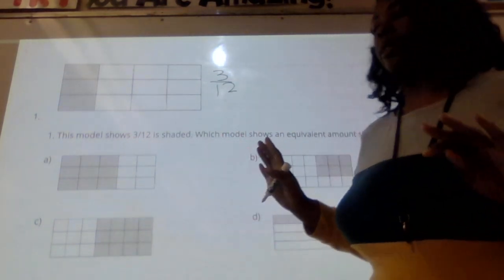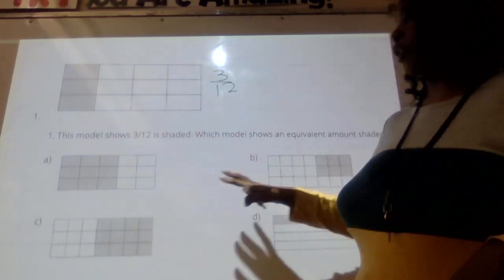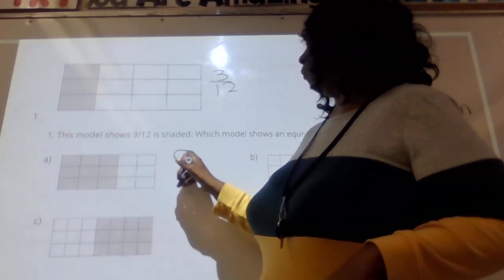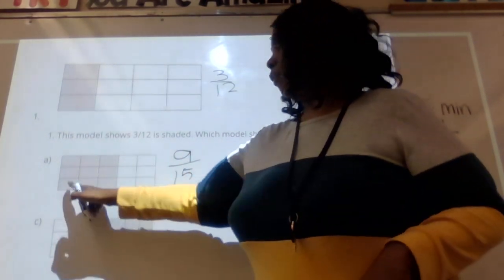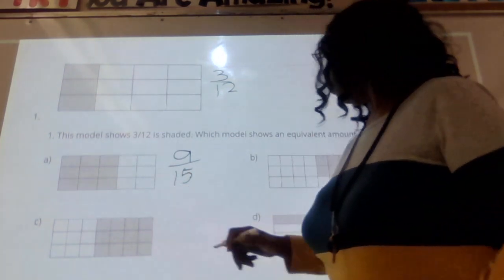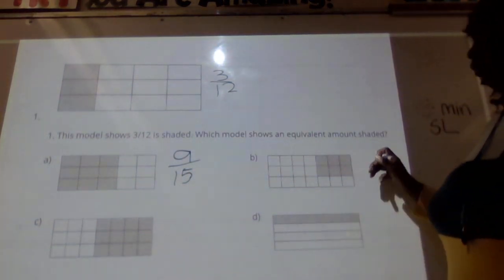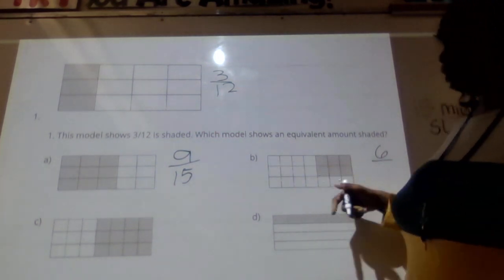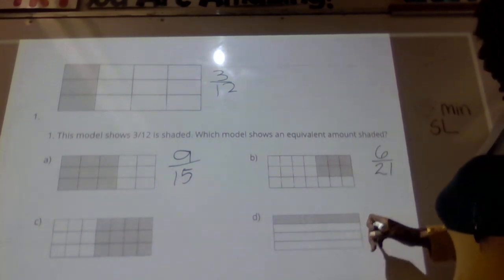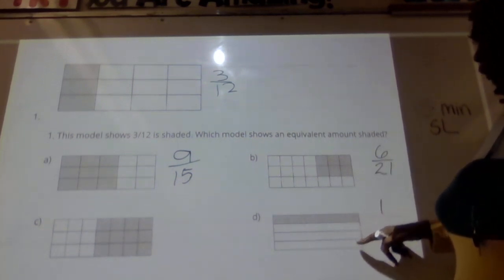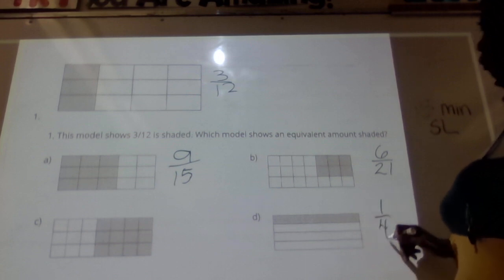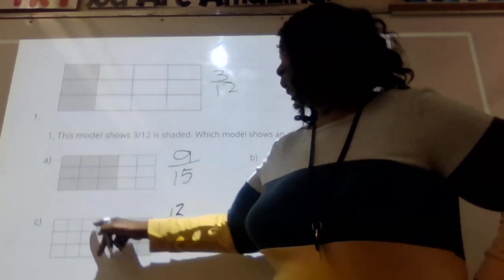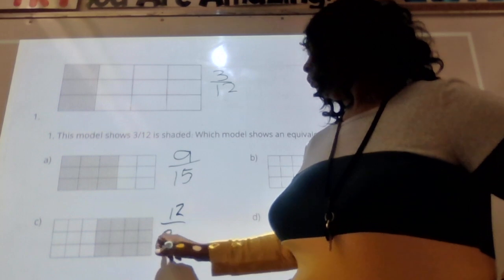And now, before you try and solve anything, identify what each fraction is for each letter. So I know I have 3, 6, 9 shaded, and that's out of 15. 3, 6, 9, 12, 15. Here, there are 6 shaded, and this is 3, 6, 9, 12, 15, 18, 21. Here we have 1 shaded, and we have 1, 2, 3, 4. So this is 1 out of 4, or 1/4. This is 3, 6, 9, 12 shaded. That's 12, 15, 18, 21.